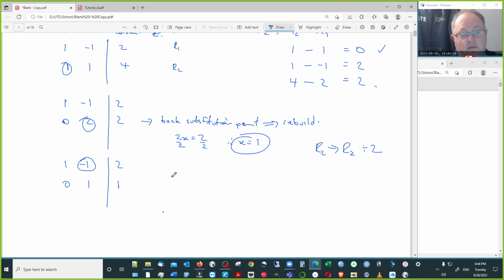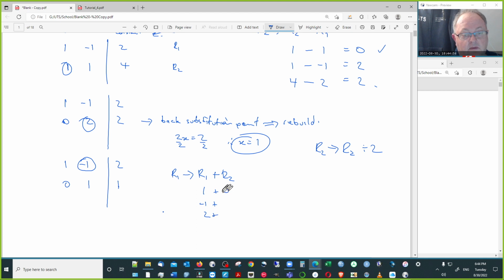So I want that minus 1 to be a 0. So what I'm going to do is I'm going to say row 1 is going to be row 1, add row 2. Now because I've done this in a particular order, when I add 0 to this 1, it won't change it. So I'll just put them all like that.